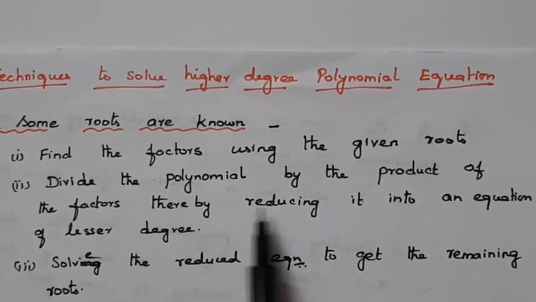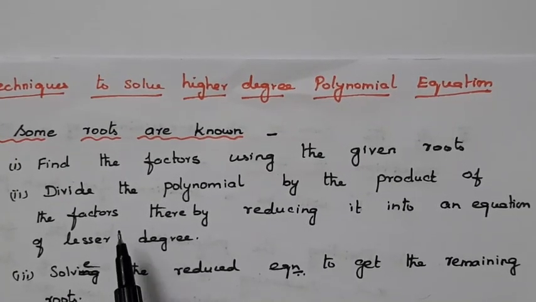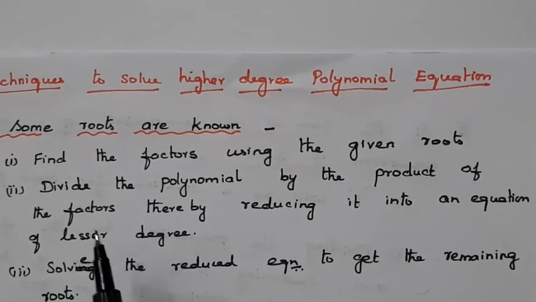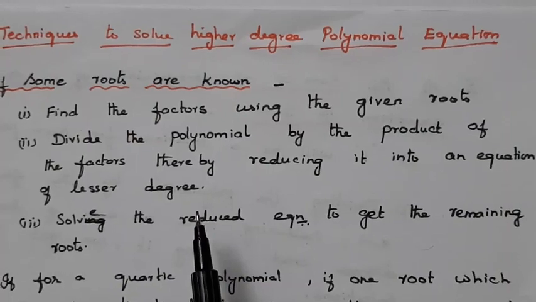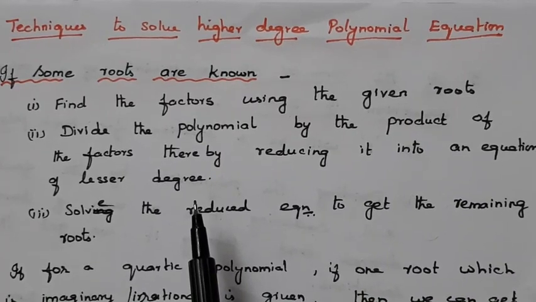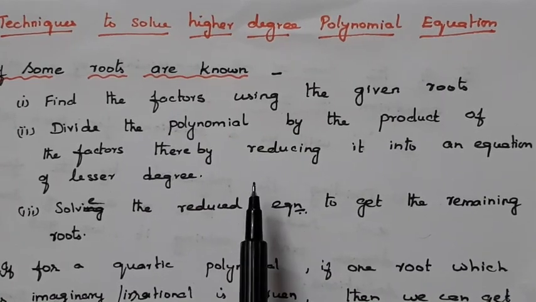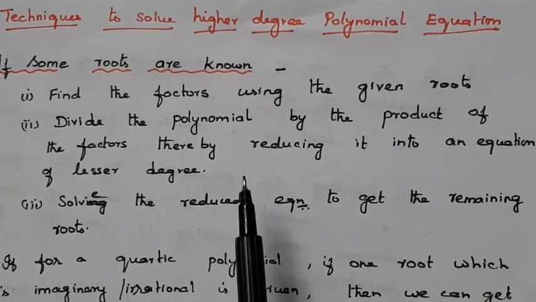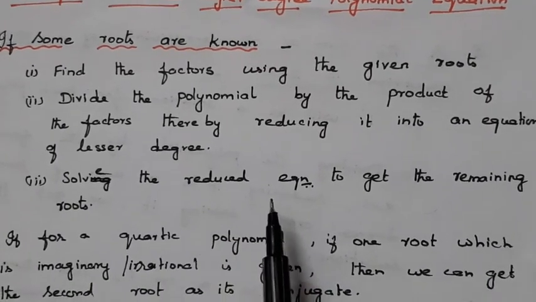And then find the product of the factors. Then divide the polynomial by the product of the factors. What happens to the polynomial? It will be reduced to an equation of degree lesser than the given one. Then by solving the reduced equation, we may get the remaining solutions. So, this is one method to find the roots of a polynomial equation given some roots. By finding the factors, taking the product and dividing the polynomial by the product, it will be reduced to an equation of lesser degree, and by solving it, we may get the remaining roots. This is one technique.